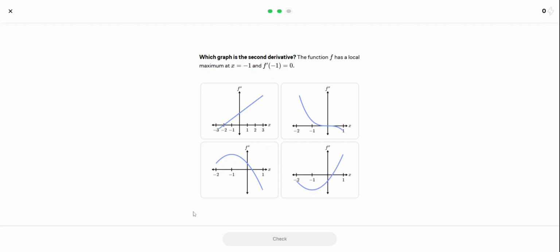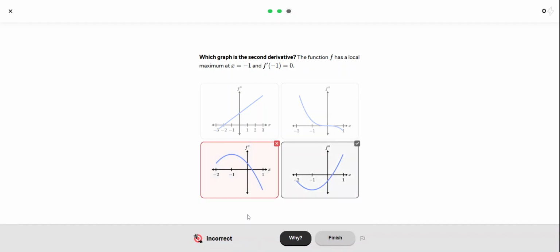Right, this is question number 3. Which graph is the second derivative? Local maximum at x equals minus 1 and third derivative at minus 1 is 0. Only one of them is correct, let's say. Local maximum, the second derivative is negative. So which one? Local maximum at minus 1, second derivative is 0, so it's beneath. Yes, I think this graph should be it. Let's check.